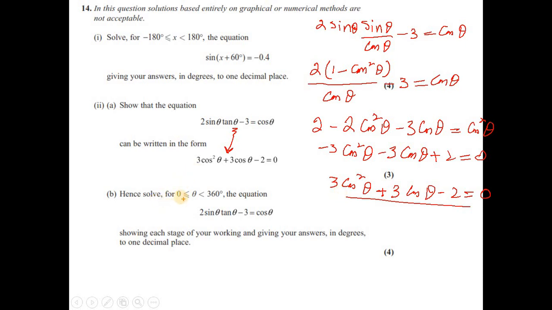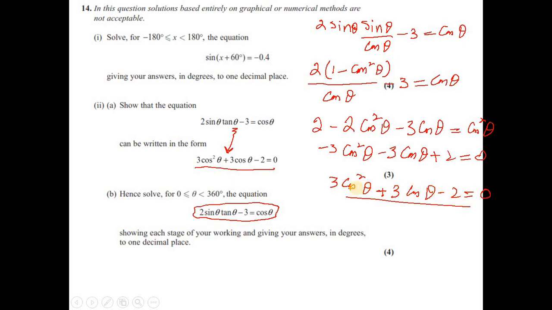Hence solve for 0 to 360 degrees for theta the equation 2 sine theta tangent theta minus 3 cos theta. This equation we need to solve is quite impossible for you for the meantime, but again we can rewrite it in terms of cos. So solving this equation means we need to solve the equation we proved: 3 cos square theta plus 3 cos theta minus 2, because both are equivalent. So instead of solving this, we are going to solve this equation.